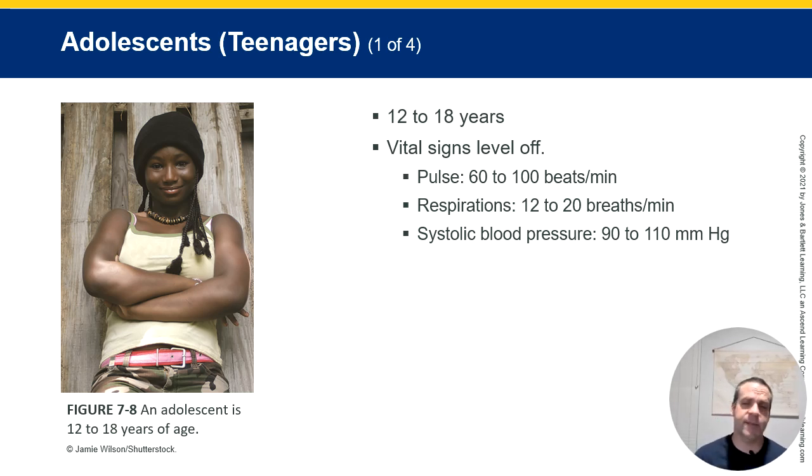A healthy adolescent will usually have a pulse between 60 to 100 beats per minute, respiratory rate 12 to 20 per minute, and a systolic blood pressure between 90 and 110. Okay, but don't be fooled by these adult-like numbers. These patients are still undergoing rapid internal changes, right? The body is going through a 2 to 3 year growth spurt, which begins at the extremities, hands and feet, and it's going to finish with the torso.